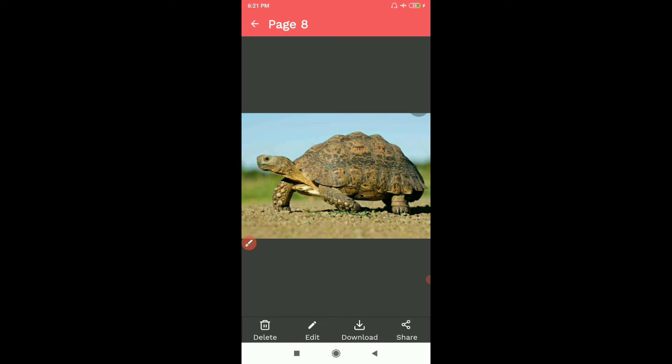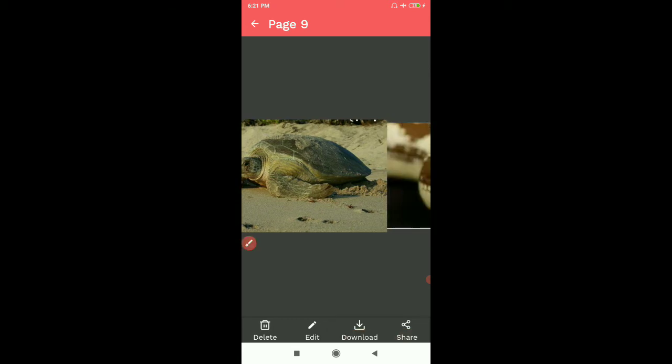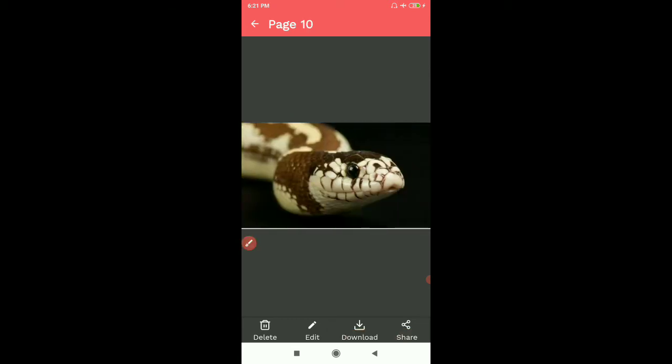Tortoises use their forelegs and hind legs to move. But the forelegs in turtles are modified into flippers to help them to swim. Snakes do not have legs. They move on their stomach with the help of a special type of muscles present in their body.